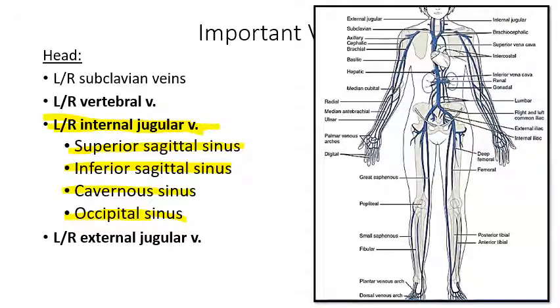And then the internal jugular vein drains into the left and right subclavian veins. Some of them drain into the vertebral veins. And then finally, lower down in the neck, we have the left and right external jugular veins.